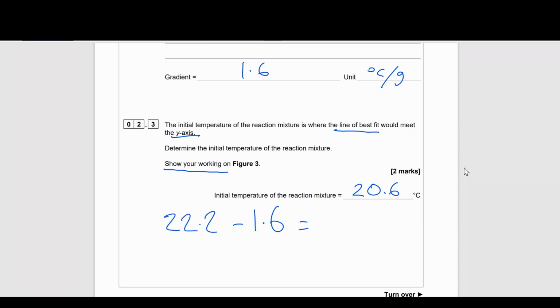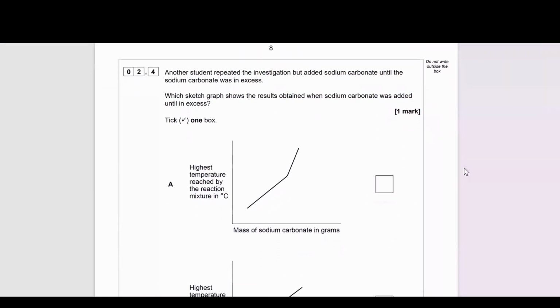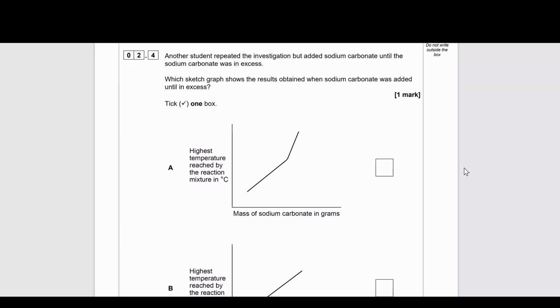So plugging that in, it should be 20.6. Question 2.4. Another student repeated the investigation but added sodium carbonate until the sodium carbonate was in excess. Which sketch graph shows the results obtained when sodium carbonate was added until in excess? Tick one box. Okay, so let's look at this first graph.